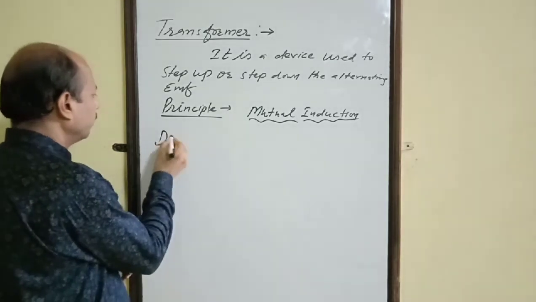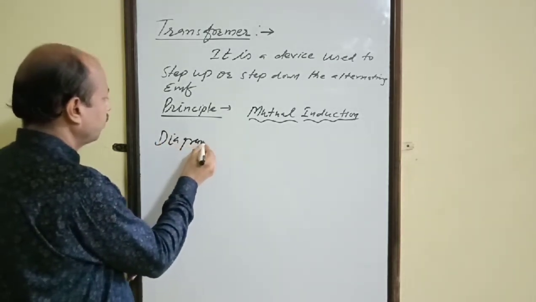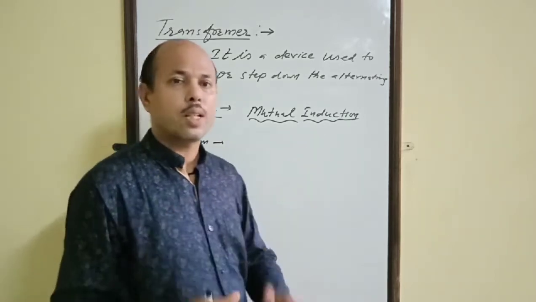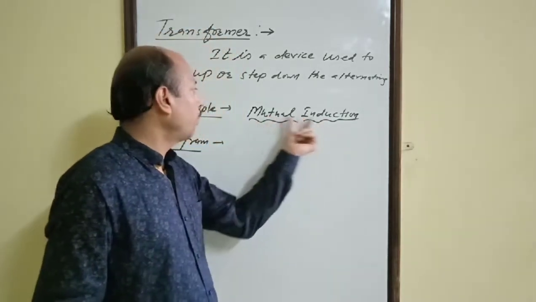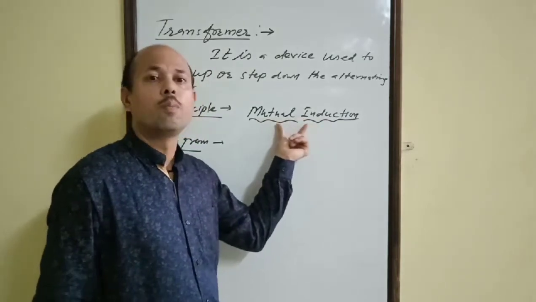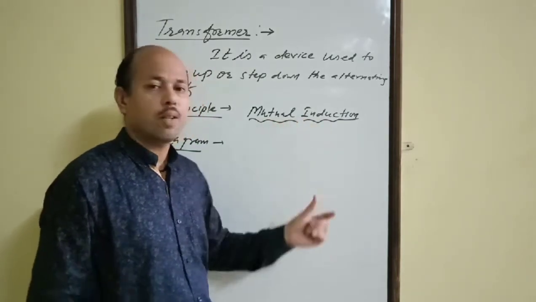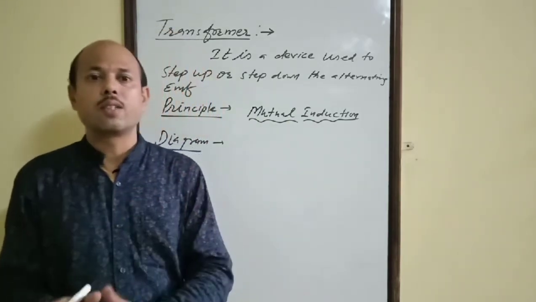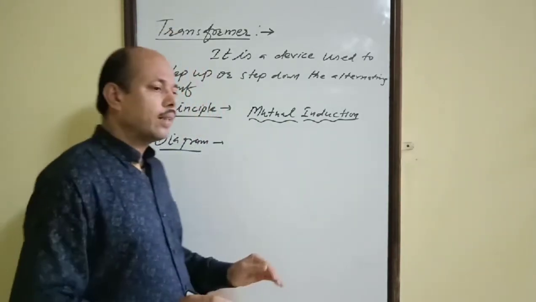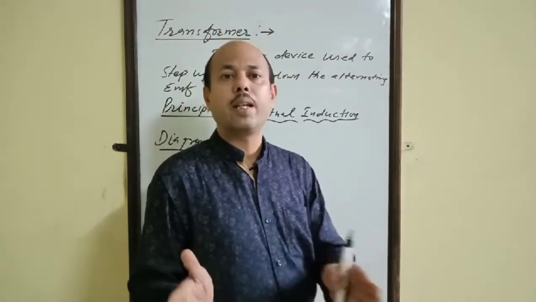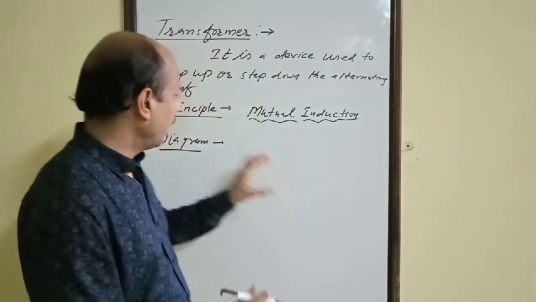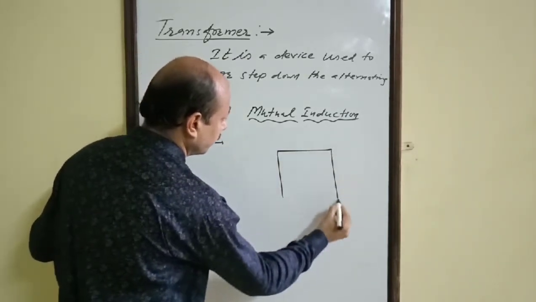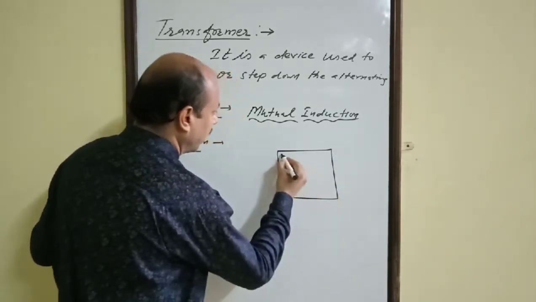Now the diagram of a transformer. Here we are using the diagram of a transformer keeping in view the concept of mutual induction. A transformer consists of two coils. One is known as the primary coil, the other is known as the secondary coil, and they are wound on a laminated iron core. I am drawing the diagram of the transformer. This is the laminated iron core.